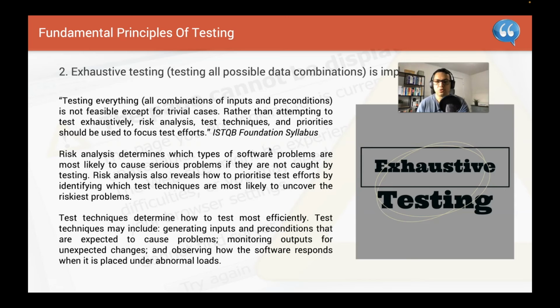So rather than attempting to test exhaustively, just take a risk analysis approach. Many places I work with have a risk approach in their organizational strategy. It narrows down the time consumed for testing. There are test techniques as well, and it all comes with experience. Risk analysis determines which types of software problems are most likely to cause serious problems if they are not caught during the test process. Risk analysis also helps to prioritize test efforts by identifying which test techniques are more appropriate to uncover the riskiest problems with the system.